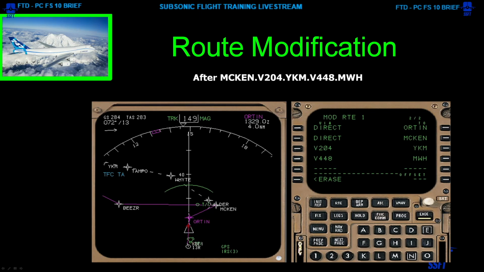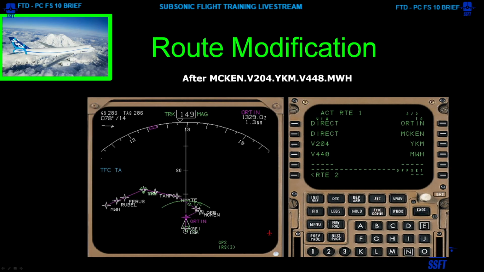And so instead of going Orton, McKean, Beezer, and on that way, we're going to go to McKean and then to out here to White and Tampo and Yakima, all part of that airway, or two airways, Victor 204 and Victor 448. So you can see they've already put it in. It's ready for execution. Once you execute it, then the old route will disappear and the new route goes to magenta. Modified route 1 becomes active route 1. The erase prompt goes away. The execute light extinguishes and the route modification is complete.